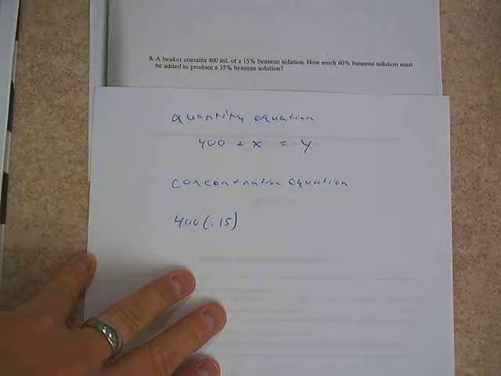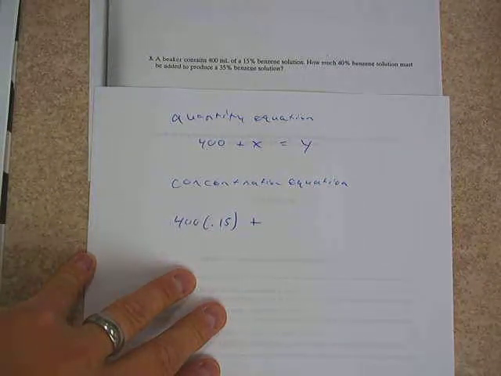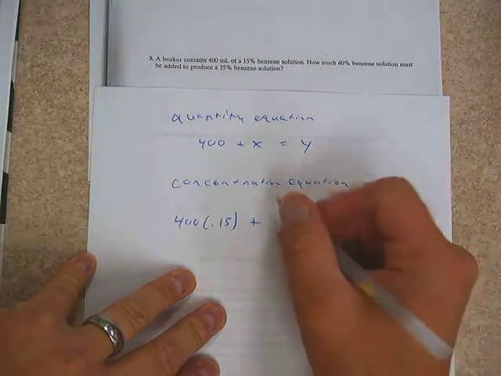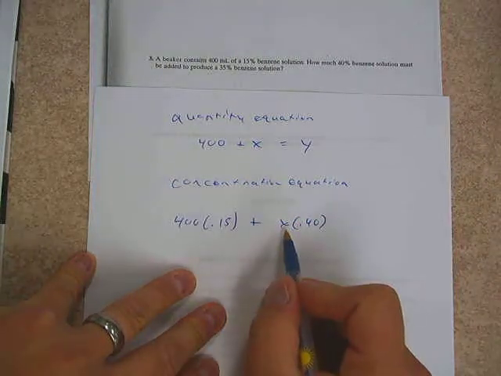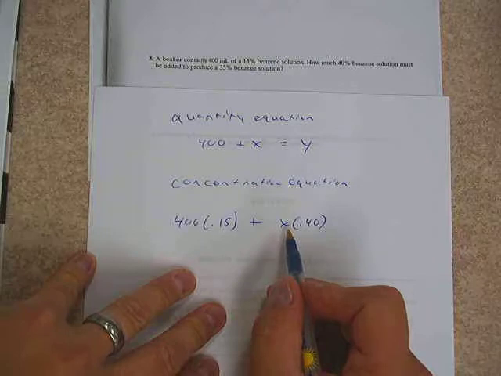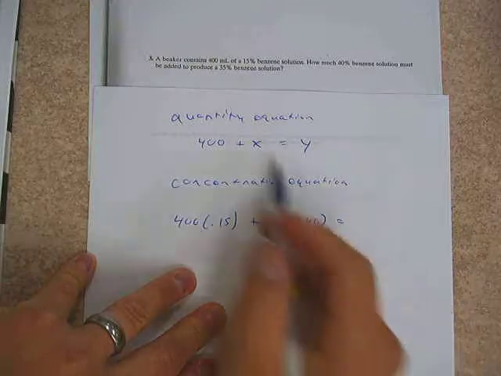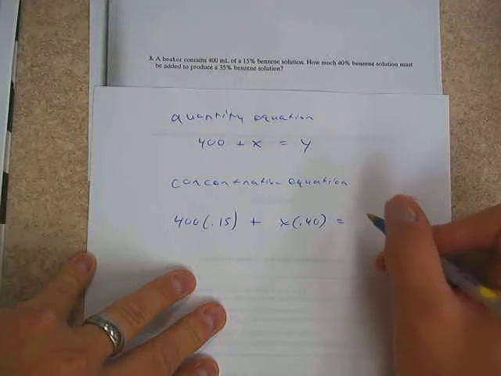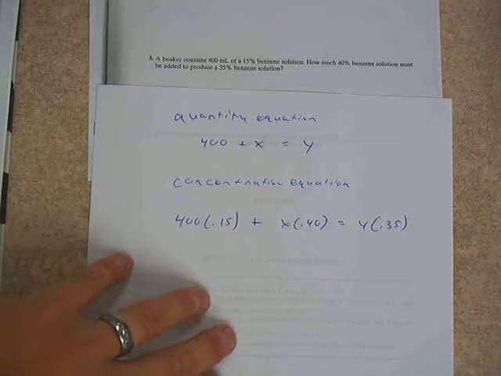Now the concentration here that we have is this. We need to talk about the 15% solution, and we have 400 milliliters of the 15% solution. So 400 times 0.15 gives us the concentration from that particular solution. Then we add the concentration from the other solution. The other solution is a 40% solution that we're adding, so it's x times 40%. Because again, we don't know how much of this stuff we need to add. Fair enough?